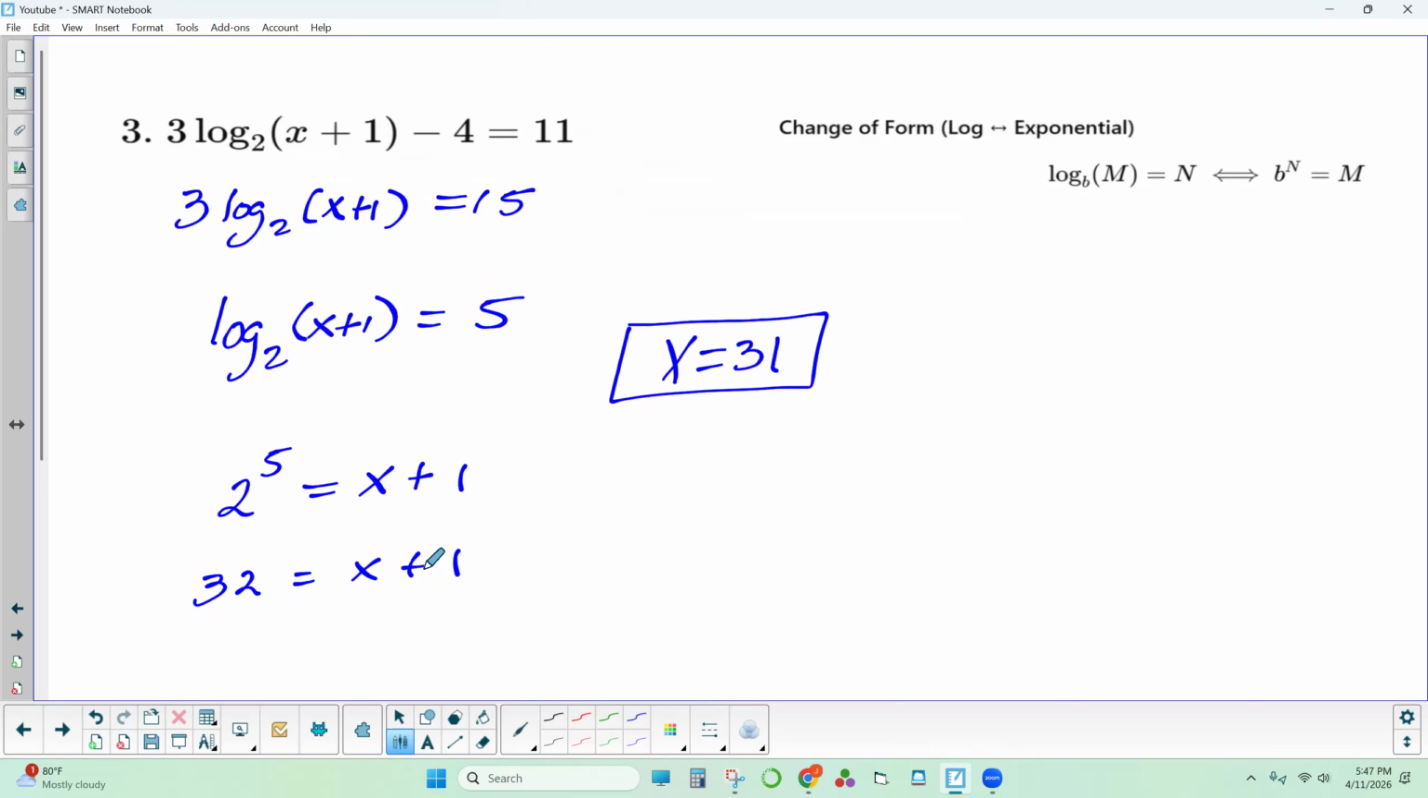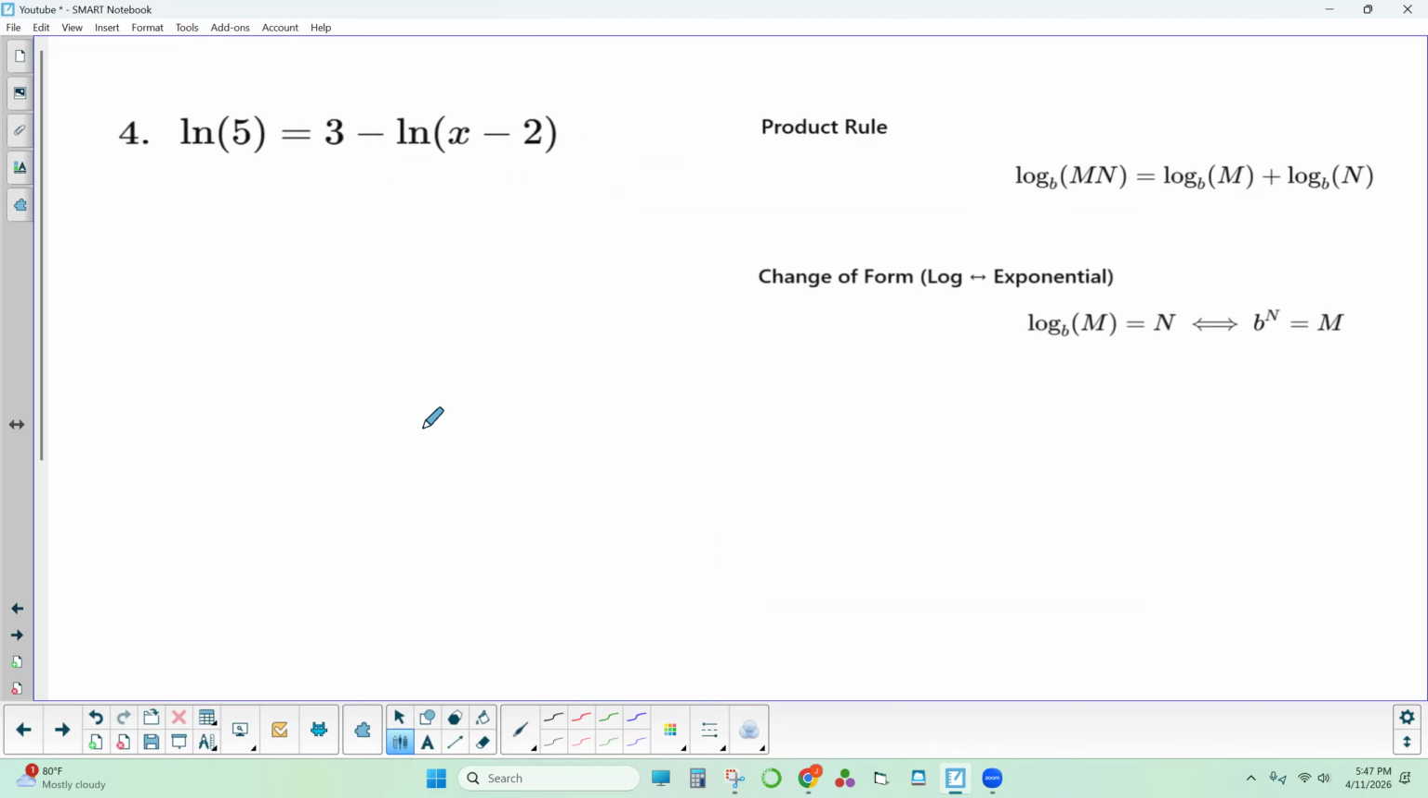All right, on to number 4. Here we've got 2 natural logs. We cannot use the one-to-one property here because we have this constant here. So what I'm going to do is move this log to the other side of the equation. That's going to give me natural log of 5 plus natural log of x minus 2 equals 3.